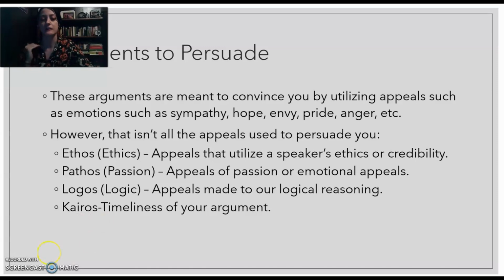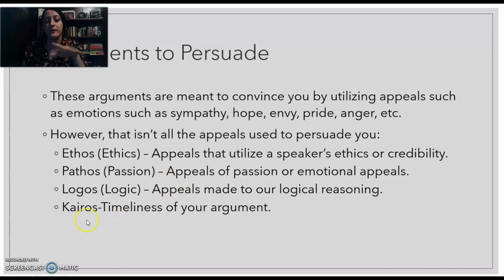The next one is logos, or logic. This is when you use facts, statistics, hard evidence, or just reason to convince somebody of your position. So, going back to the dietitian, they may not only be using their credibility, they may then start to pull out some hard evidence, right? Some statistics, some studies, some research to also convince you.